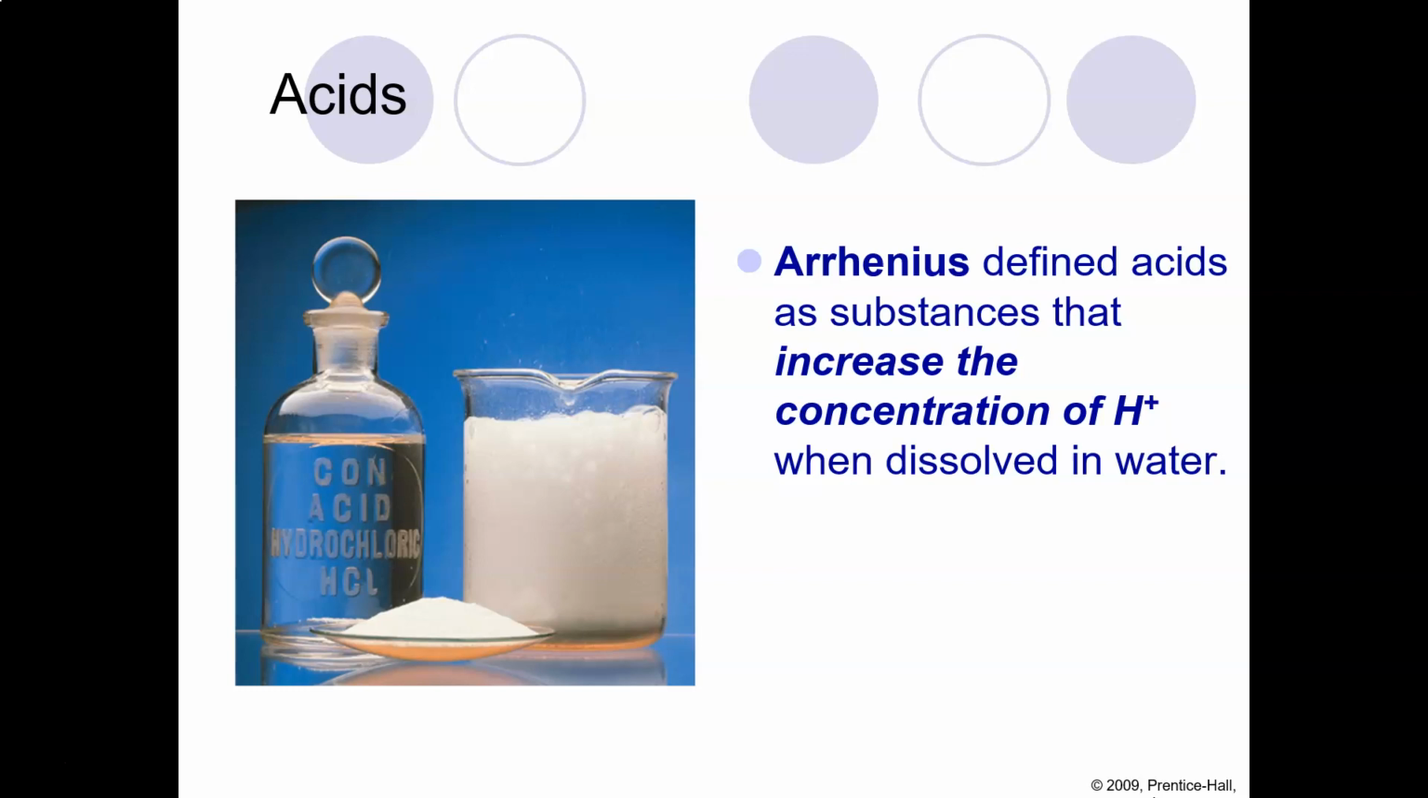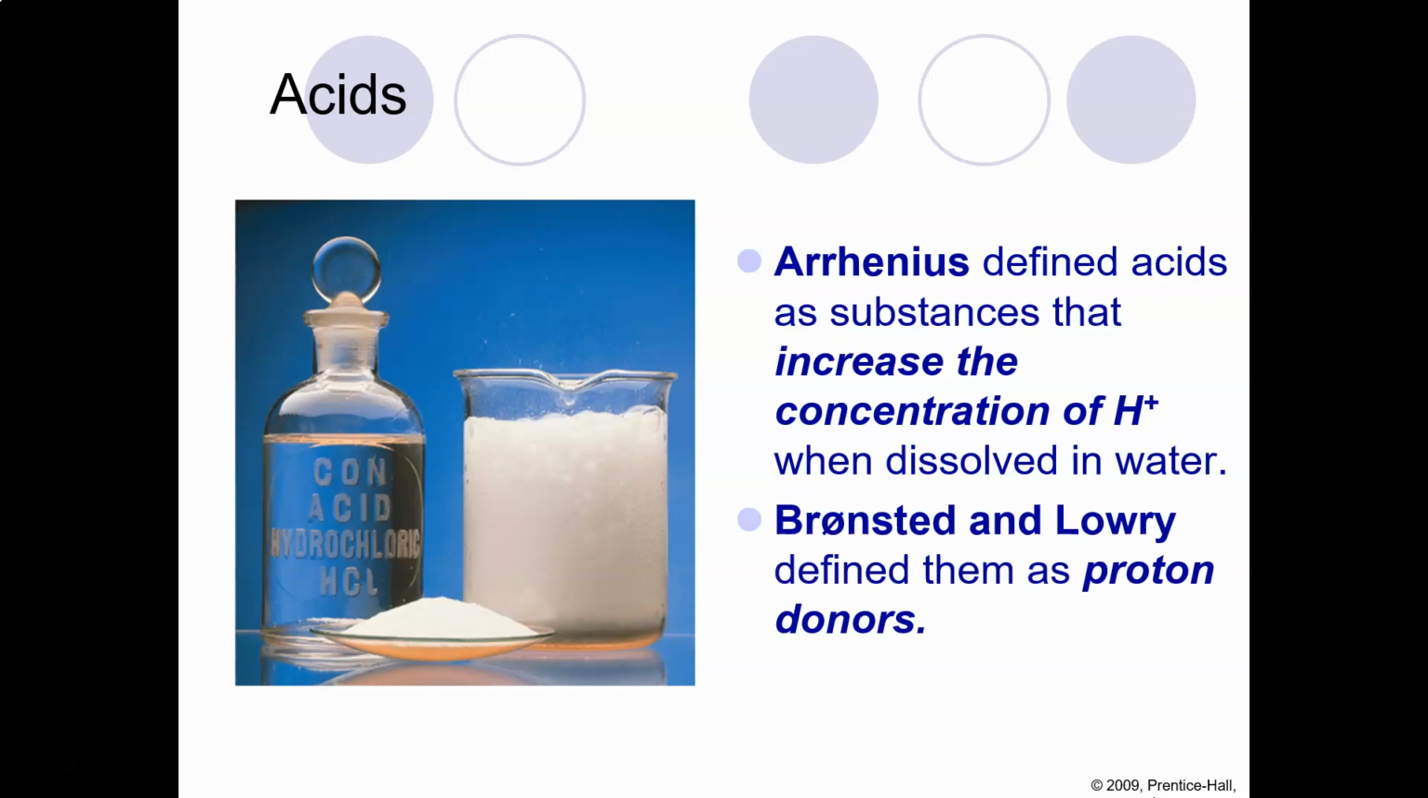The second set of scientists that we need to know for their definition is Bronsted-Lowry. Bronsted and Lowry are 2 different scientists, but they came up with the same definition in the same year, with evidence that they never talked to each other. So they both share the title of this definition. The Bronsted-Lowry definition of an acid is a proton donor.